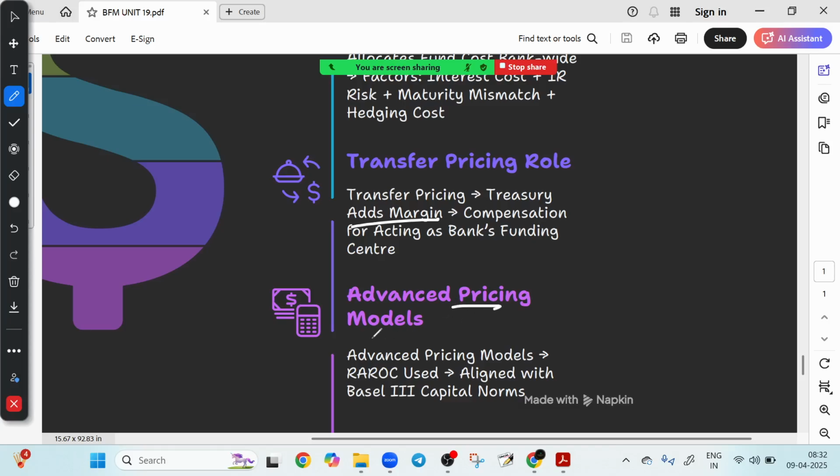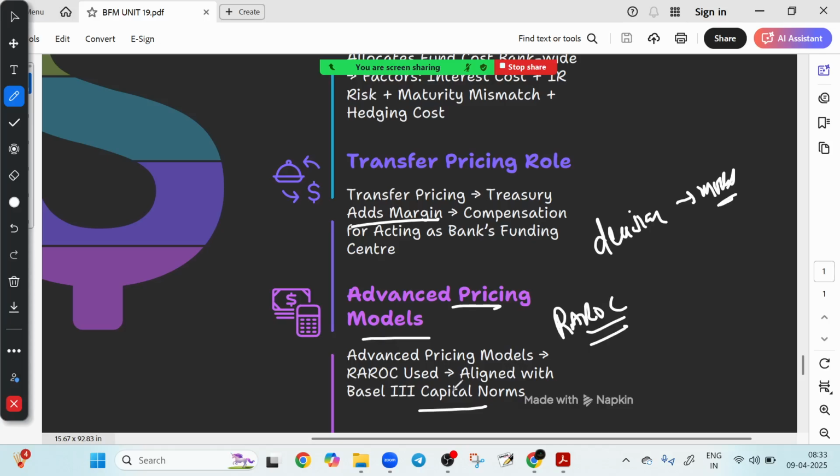And then we have advanced pricing model. See, behind every decision lies a model. So any decision that the bank takes, there is a model lying behind it. And treasury uses advanced pricing techniques, right? Often based on RAROC. You know what RAROC is? Risk adjusted return on capital, right? Ensuring alignment with the Basel III capital norms. In simple terms, they are managing risk and reward the smart way.